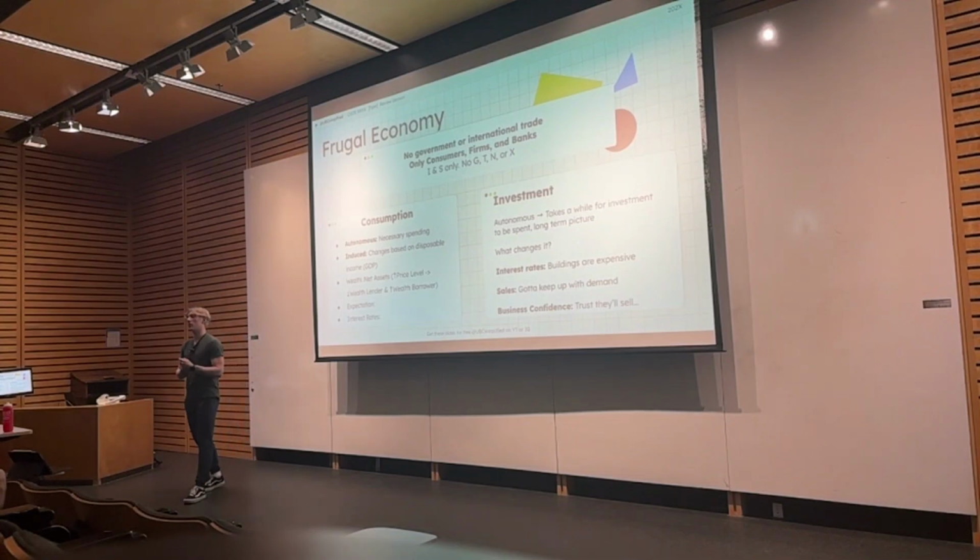And we have our autonomous, necessary spending, and then our induced, which changes based on Y. The bigger the Y we have, the more Lego sets that I'm going to buy. So that's consumption. Now investment. Investment is just fully autonomous. So it's basically just a horizontal line that we add.